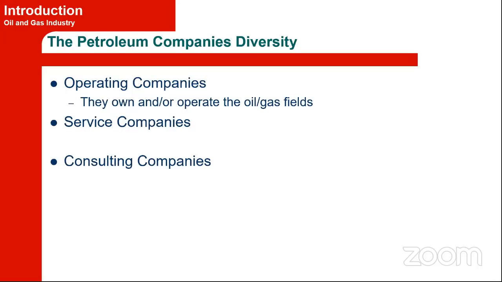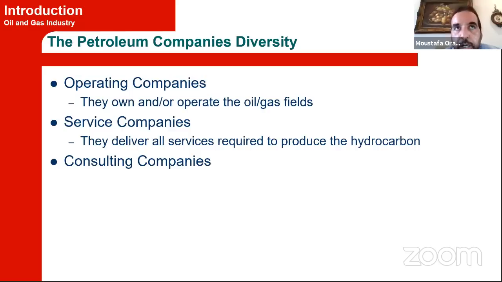The second one is the service company, which delivers all the services required for producing the hydrocarbon. Examples of these service companies are Schlumberger, Halliburton, Baker Atlas, all these companies that provide services that help the operating company to produce. It starts from the rigs: the rig is a service company, the drilling companies are service companies, logging companies are service companies, and so on.